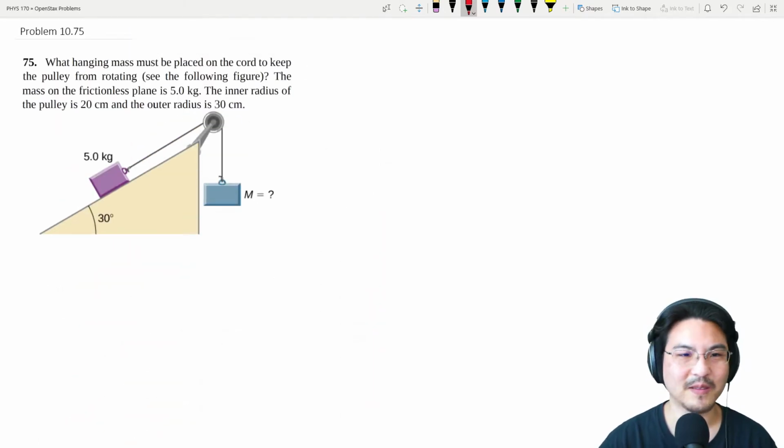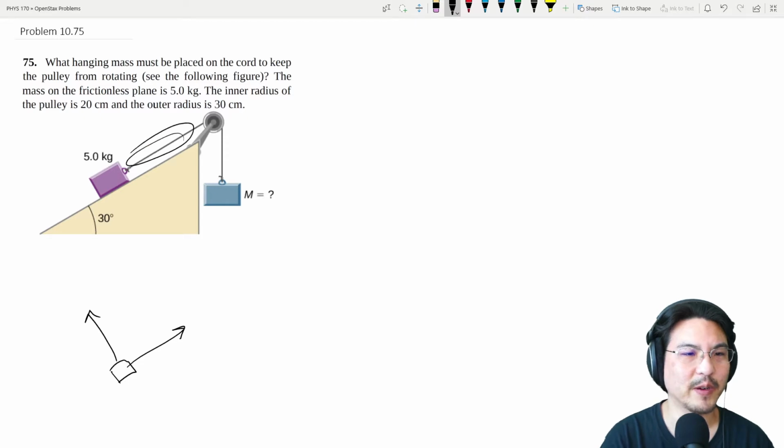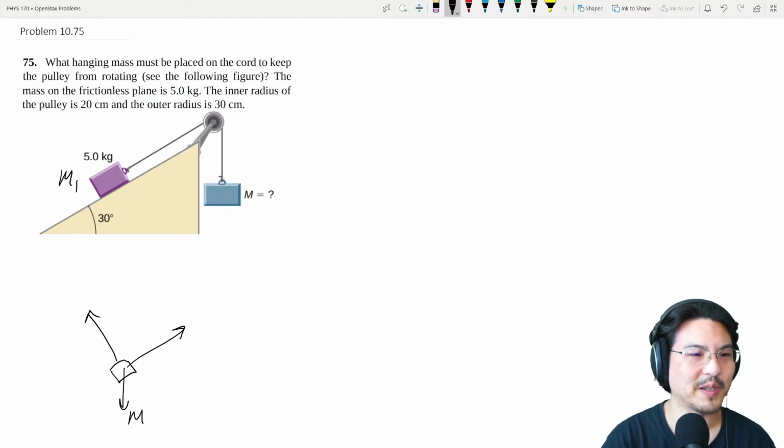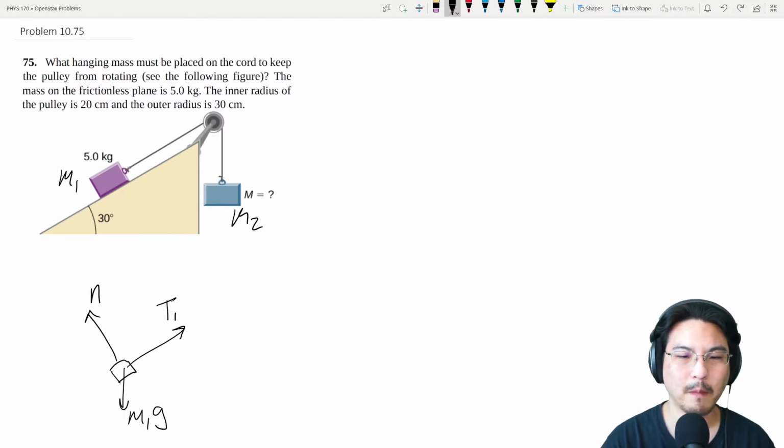Okay, so that means, let's draw the free body diagrams. So there's this block over here. So there's normal force, tension in this rope over here. And then it has weight. I'll just call this mass 1 and mass 2. Okay, and then normal force, and then tension. I'll call this tension 1. That's connected to block 1.